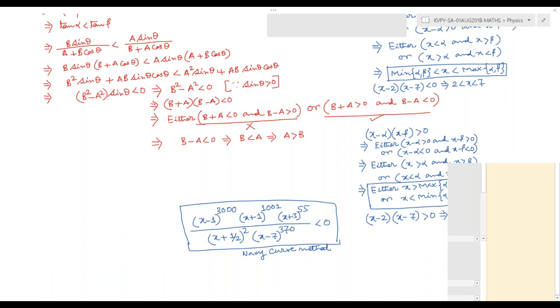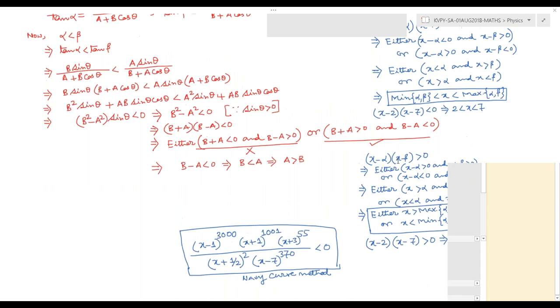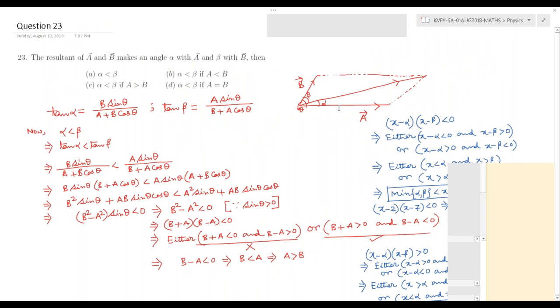Now let me get back to the question. But then it will reduce to a parallelogram with acute angle. Yeah. So before answering this question, let me tell you from a very fundamental concept. Think about two forces acting, one force is A and another force is B, and the force A is more than B. Definitely the resultant force should be inclined towards A, isn't it? That means the alpha has to be less than beta.